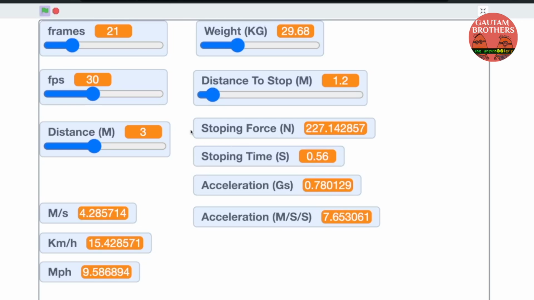That means my stopping force was 227 newtons. N is newtons, M is meters, kg is kilograms, meters a second, kilometers per hour, mph is miles per hour, S is seconds, and G's, where 1 G is gravitational deceleration. Based on the rough calculations, it took him 0.56 seconds to stop. And the acceleration, or deceleration, during that time is shown in G's.